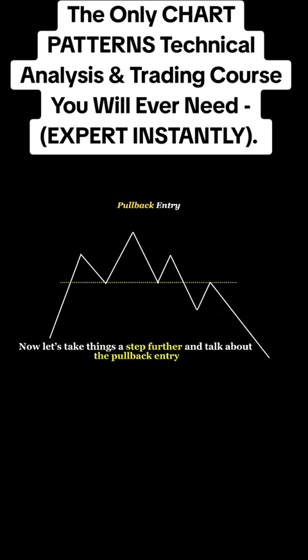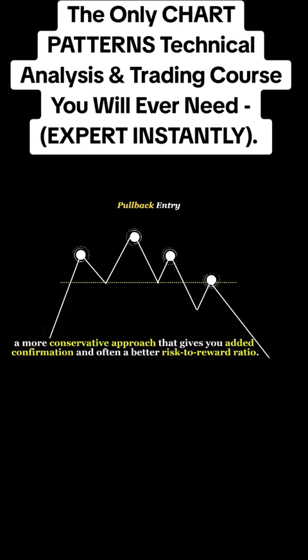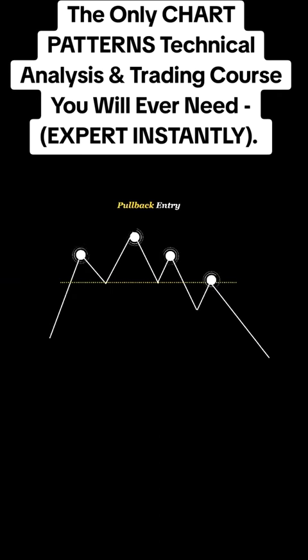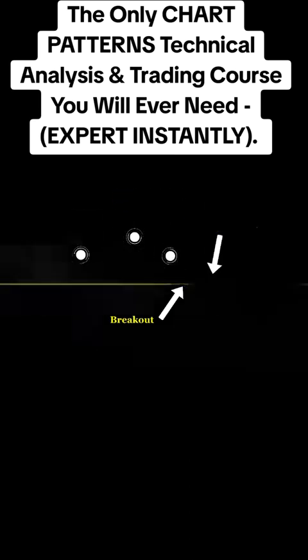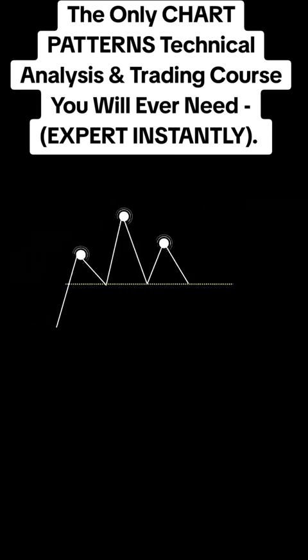Now let's take things a step further and talk about the pullback entry, a more conservative approach that gives you added confirmation and often a better risk to reward ratio. This method waits for price to retest the neckline after the breakout before entering the trade. Once the head and shoulders pattern completes and price breaks below the neckline, you don't enter right away. Instead, you wait for price to pull back and retest the neckline, which now acts as new resistance.